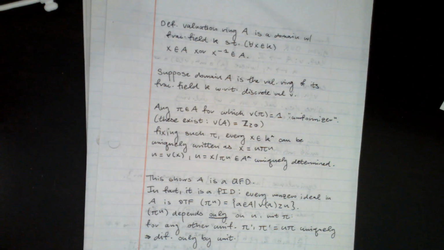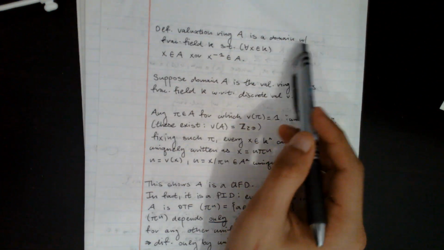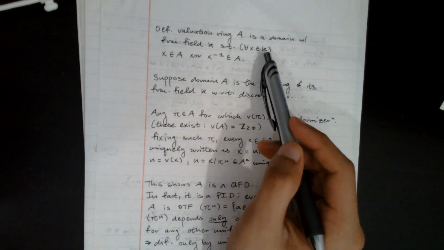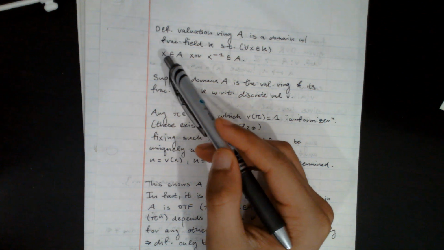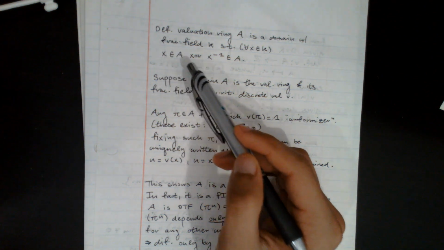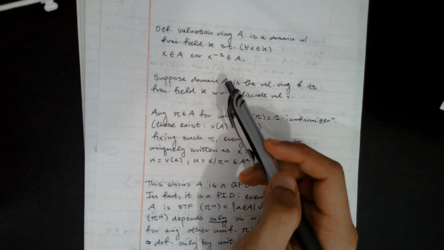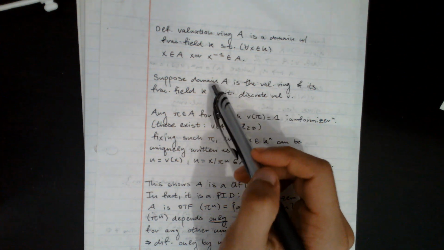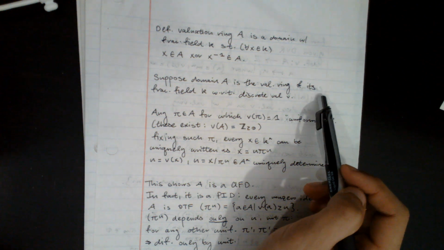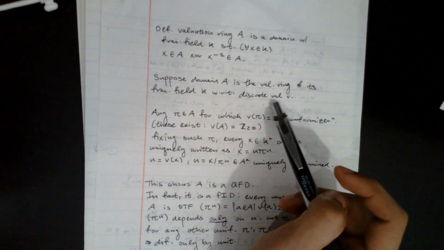I've rewritten this definition up here. A valuation ring is a domain with field of fractions K, so that for any element in the field, either it lies in the valuation ring or its inverse does. Suppose that a domain A, and this is the case we're going to be interested in, is the valuation ring of its fraction field with respect to a discrete valuation v.